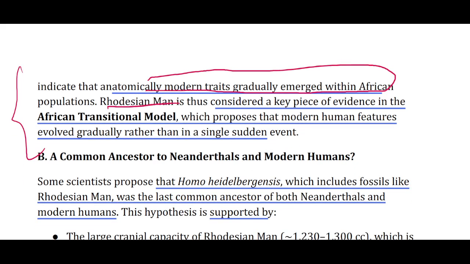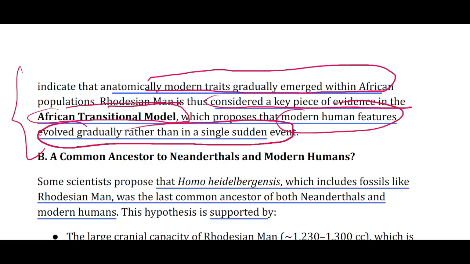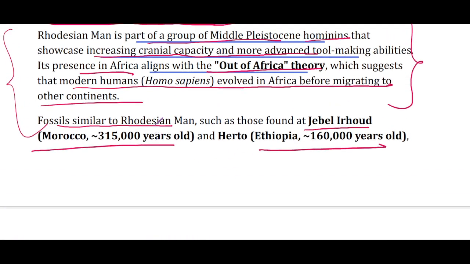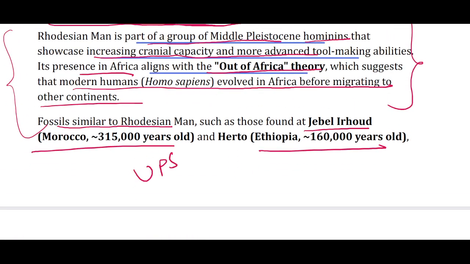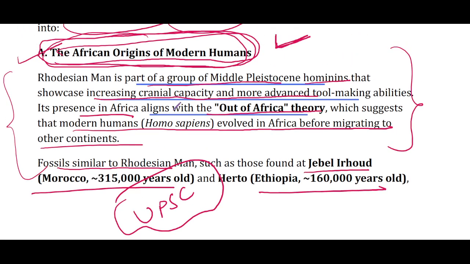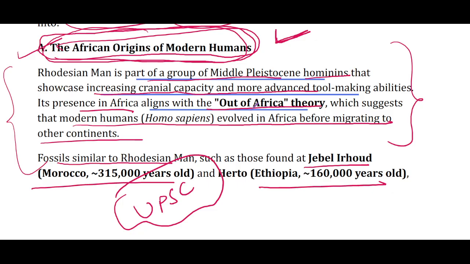So here, Rhodesian man is considered a key piece of evidence in the African transitional model, which proposes that modern human features evolved gradually rather than in a single sudden event. So the presence of this particular topic in UPSC has a certain purpose, because the discovery of this skull is very important in giving credence to both theories.